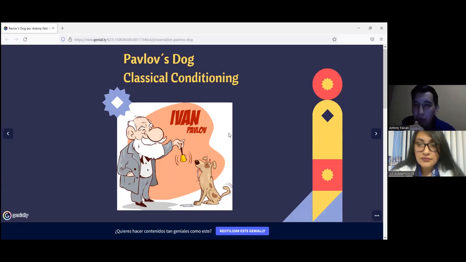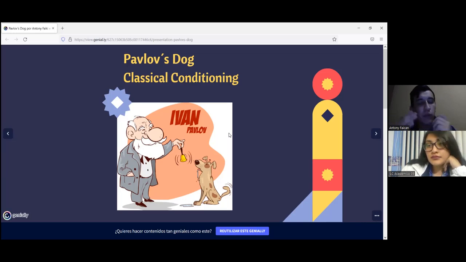What is the main idea of this? The main idea is how, with different stimuli, you can get a specific response, or how with different stimuli you change a specific response to get another one. So this is the main idea, but I will explain it with another example during the process of the experiment.